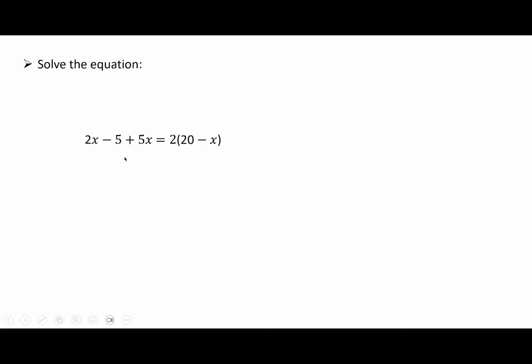For instance, if I have this equation to solve, I notice now we need to simplify each side. This one here, we have a combination. We have to combine these two terms. Here we have to use the distributive property. Doing this, you get 7x minus 5 is equal to 40 minus 2x.